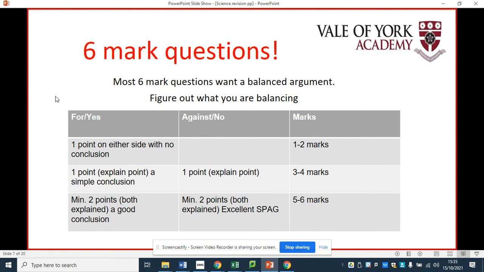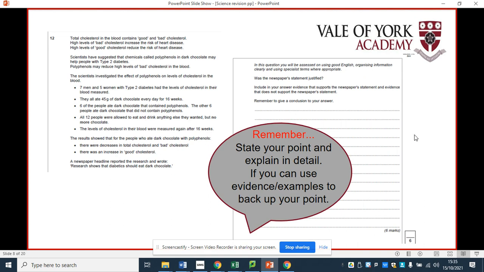For a 6-mark question, a lot of them are about balanced arguments. So for and against, come up with a point for each side, come up with a simple explanation, make sure your spelling is good and you're writing in paragraphs. And as long as you're talking about for and against or yes and no, you should be able to hit most of those marks. Remember to state your point, explain it in detail, and then if you can, give evidence to back up your point. And do that for both sides, and that will help you.